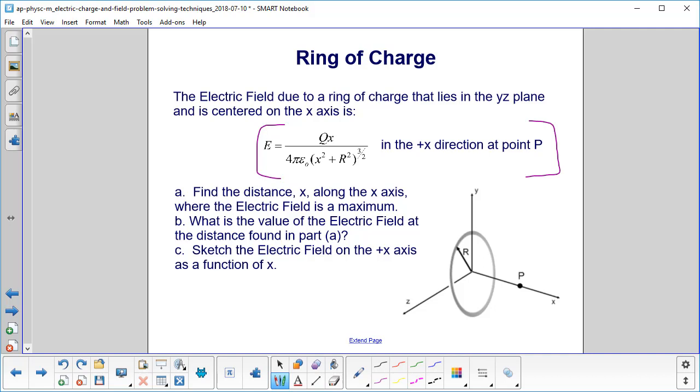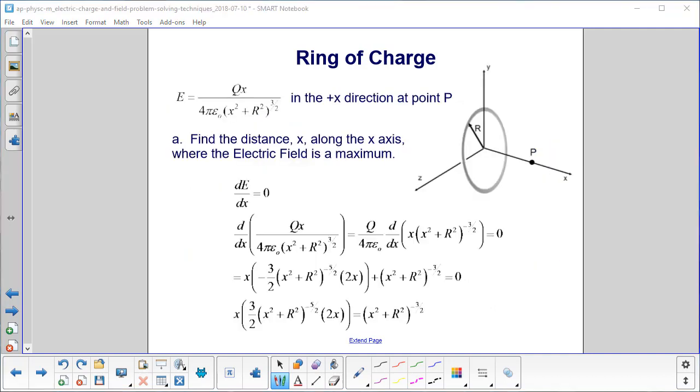Find the distance x along the x-axis where the electric field is a maximum. What is the value of the electric field at the distance found in part A? Sketch the electric field on the plus x-axis as a function of x. Find the distance x where the electric field is a maximum.